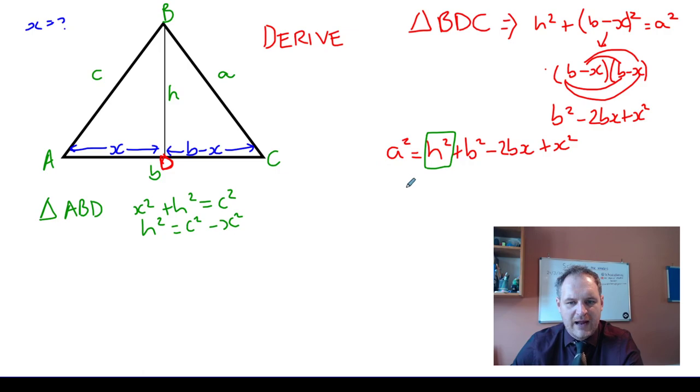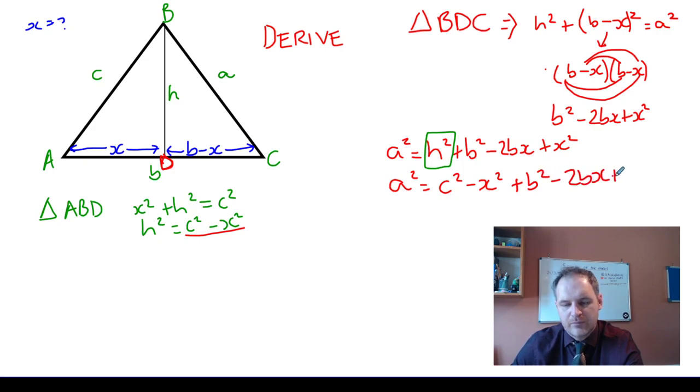Carrying on in red, a squared equals c squared minus x squared, because that's what we've just said over here, plus b squared minus 2bx plus x squared. I now have a plus x squared and a minus x squared. They can cancel each other out. Next, we've got a squared equals c squared plus b squared minus 2bx. That means we've just got to find something for x.